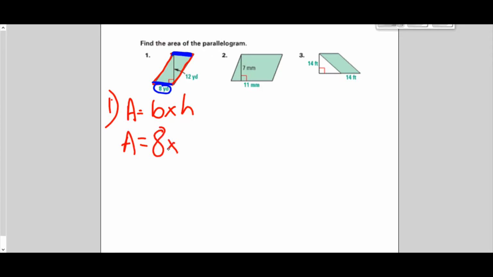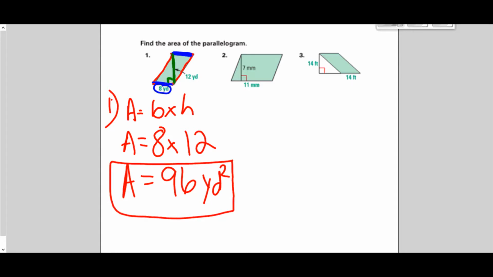And my height is on the inside. My height, I'll show in green, is this part right here. So here's my height, and it's perpendicular to the base. So this time it's inside. So my height is 12. So I'm going to plug that into my formula here. So the area is 8 times 12, which is 96 yards squared.